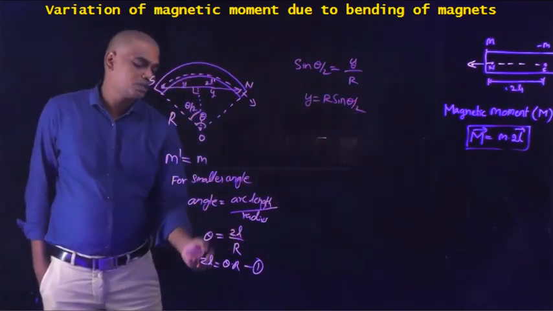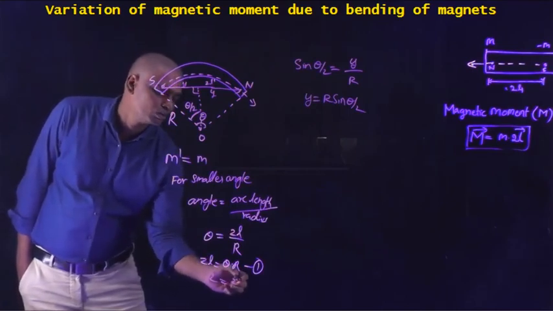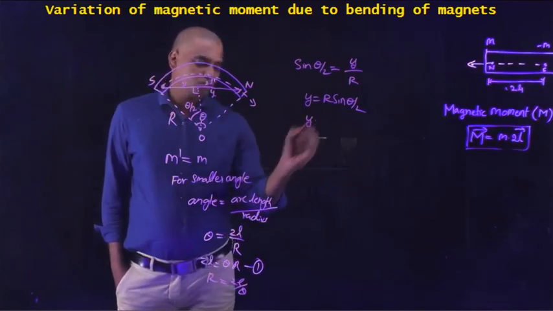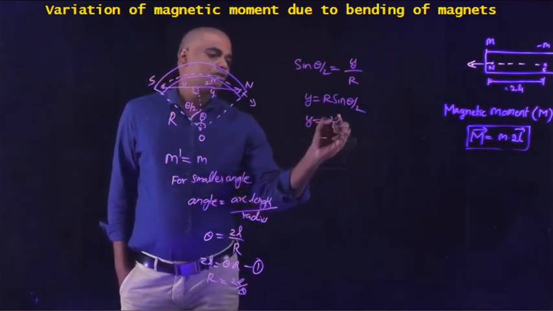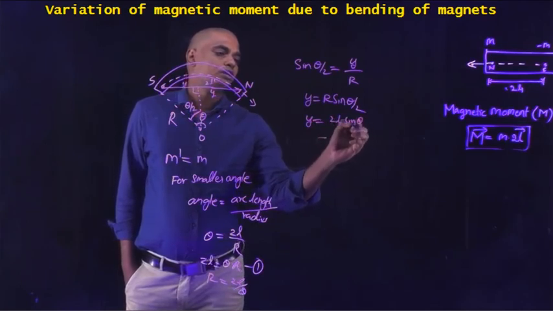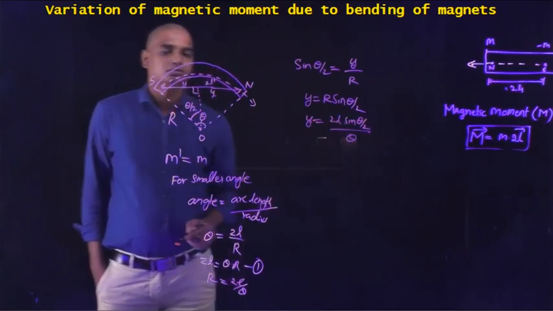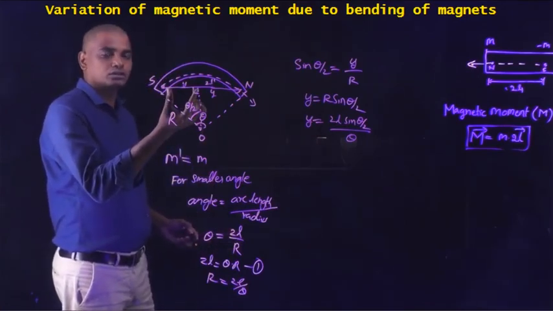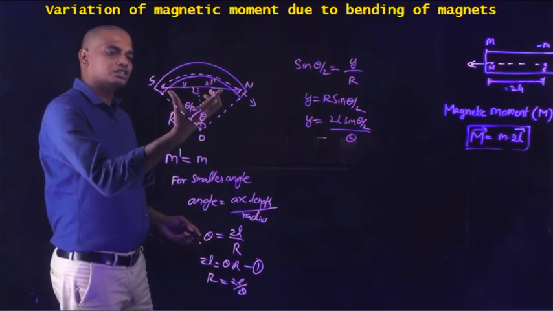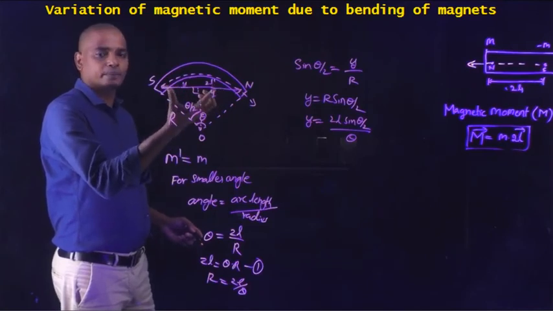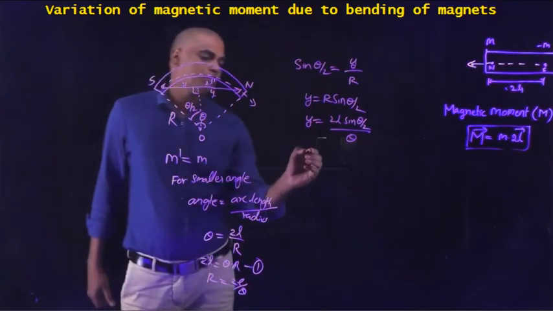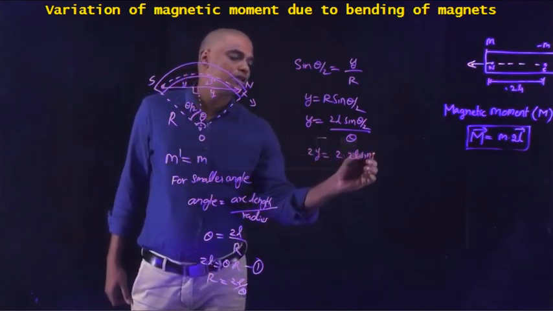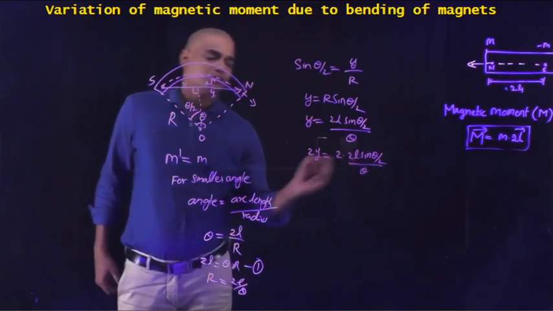From equation 1, we can write R is equal to 2L by theta. Therefore y is equal to 2L into sine theta by 2, divided by theta. Here y is only the length of a certain portion, but we need to calculate the distance. 2L dash is nothing but 2y, the distance between the two poles. Therefore 2y is equal to 2 into 2L sine theta by 2 by theta.